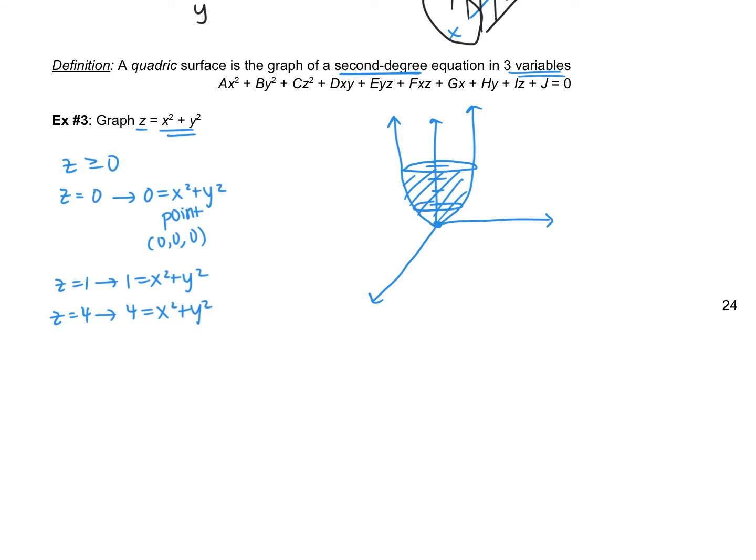So what we did there, what these were that we found when we chose a specific value for z, these are called traces. And so what we're going to look at in a minute is there are 6 different quadric surfaces. We're going to look at the general shapes, what their traces look like, and then from there we're going to do a few examples.